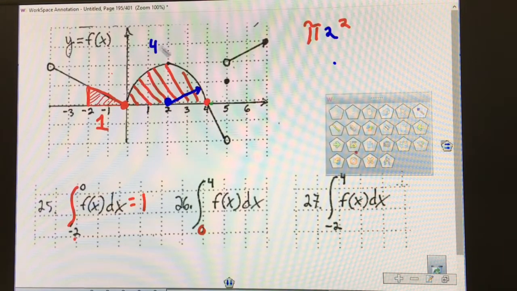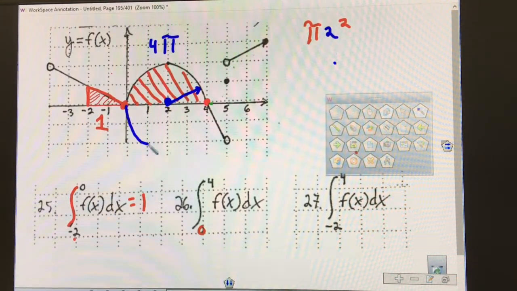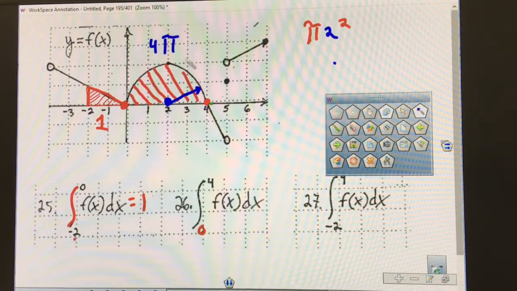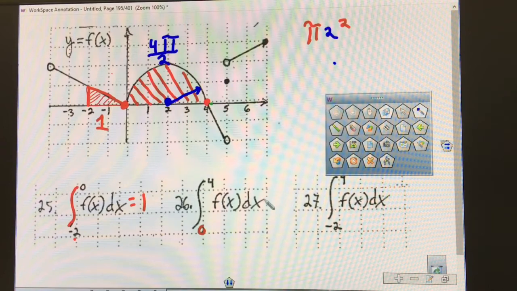So this area is 4 pi, but 4 pi would be the area of the entire circle. I don't have an entire circle. I have half a circle. So what I need to do is cut that area in half. So that's going to give me an area of 2 pi.